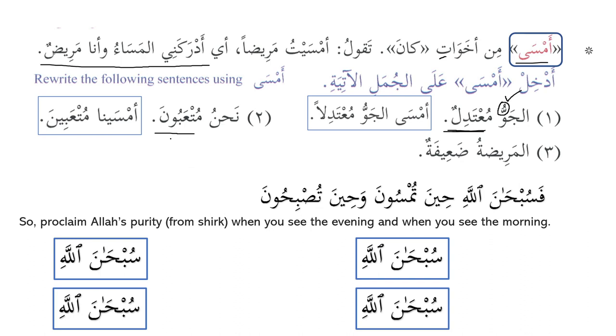Okay. Perfect. المريضة ضعيفة. The sick person is weak. So we want to say she became weak in the evening. Yes. أمست ضعيفة. المريضة ضعيفة. So the sick lady became weak in the evening.